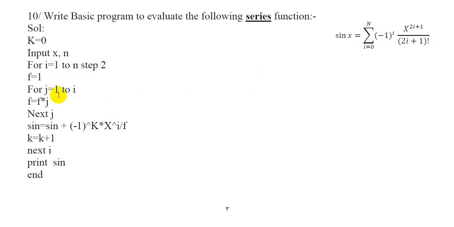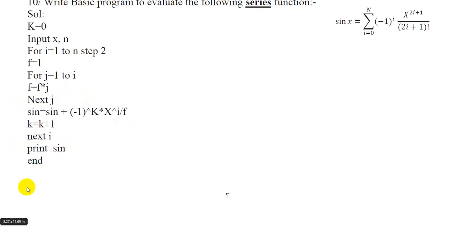f equals 1. In this case, for j equals 1 to i, f equals f times j, next j. sine equals sine plus k times x to the power i over f. k in this case will be k plus 1. Next i. Print sine, the sinusoidal function we are aiming for, and then conclude.